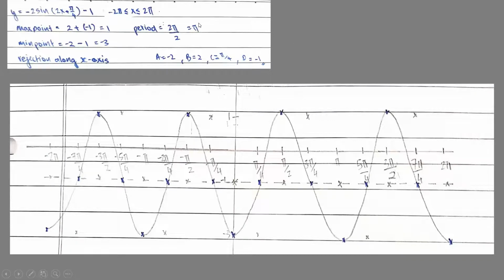Next up, we do the vertical shift. Since it's a negative shift, it moves to -1, and there's a vertical stretch. So first find the max point, which is 2 plus -1, which gives us 1, and -2 -1, which gives us -3. Then we know that it's been shifted down, so the new x-axis is at -1. It helps me to plot the points.